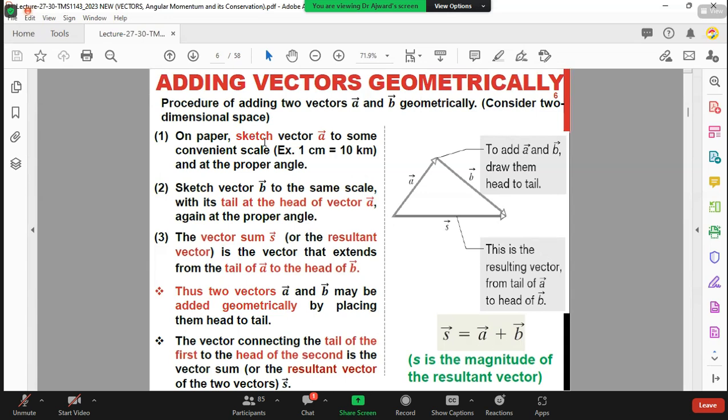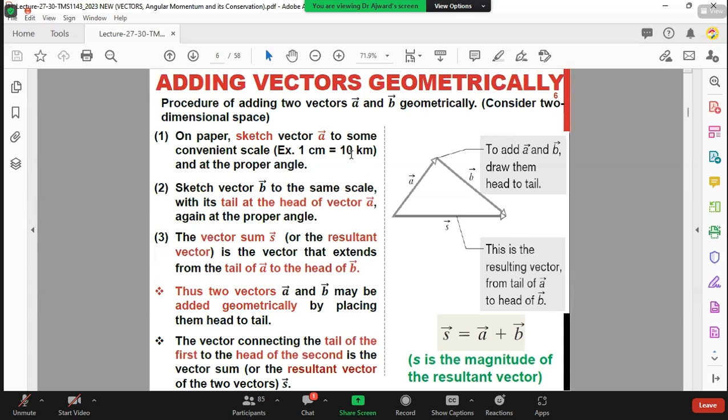If you are doing it on a piece of paper, you can also try this. You can draw the vector A, but you have to choose some scale, for example, 1 centimeter equals 10 kilometers. That is a scale. On the graph sheet, you have to write the scale that you are using.